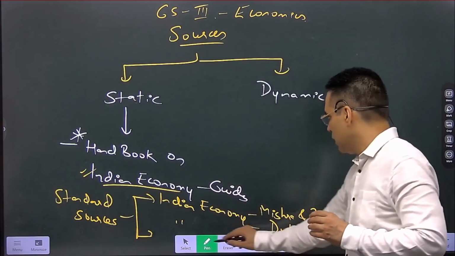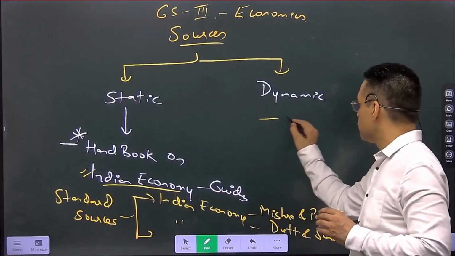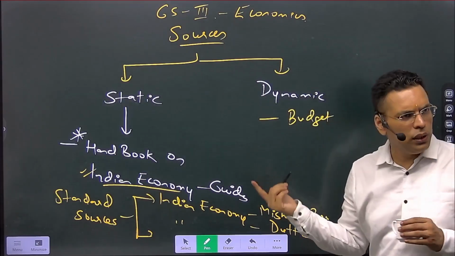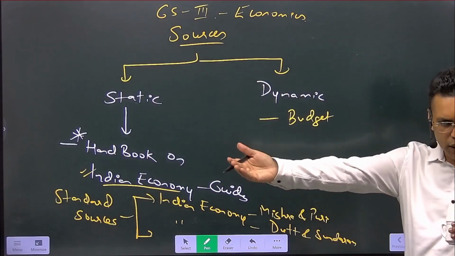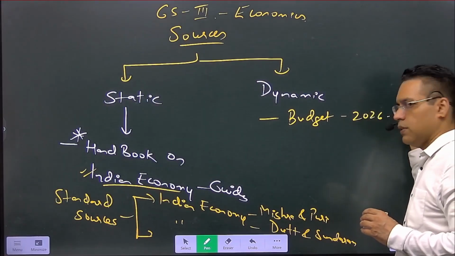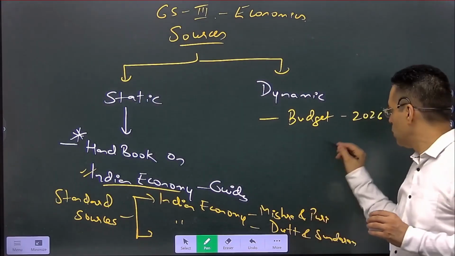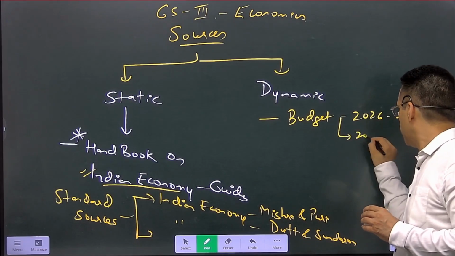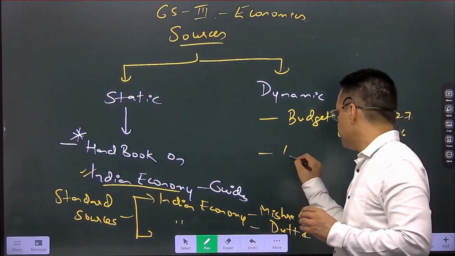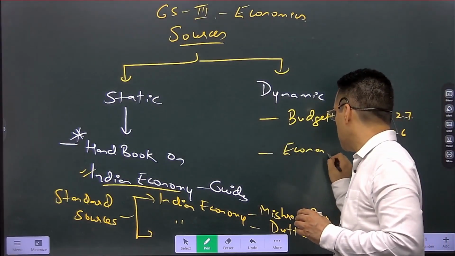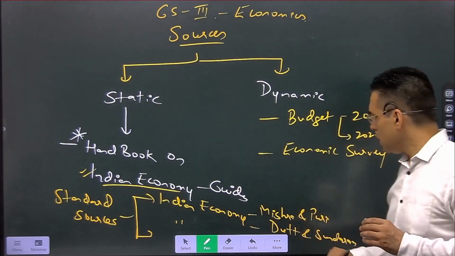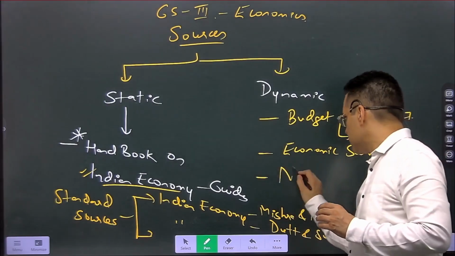Then in the newspaper part, apart from the dynamic sources, we have budget. So in budget, we have 2 years budget, the budget that is going to come next year. So budget in, let's say 2026-27, the current budget also. Then economic survey. Again, economic survey has to be done selectively. Then you have newspapers.